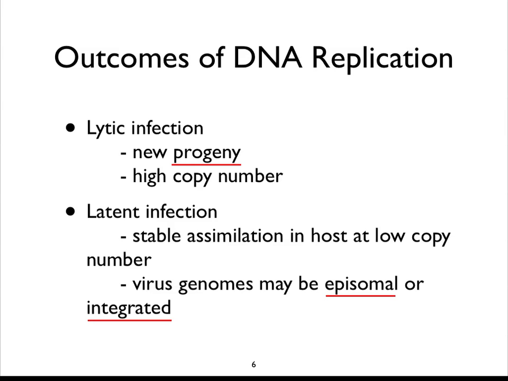Now, these virus genomes that are latently associated with the host can be episomal, just like plasmids are in bacteria. That is, they exist outside of the chromosome. And in cells that don't replicate, you don't see replication of these viral DNA molecules. However, if you're in a cell that does replicate, for example, a B cell, an antibody-producing cell, and you're infected with Epstein-Barr virus, this chromosome is present as a circle, and its replication is coordinately controlled with the host.